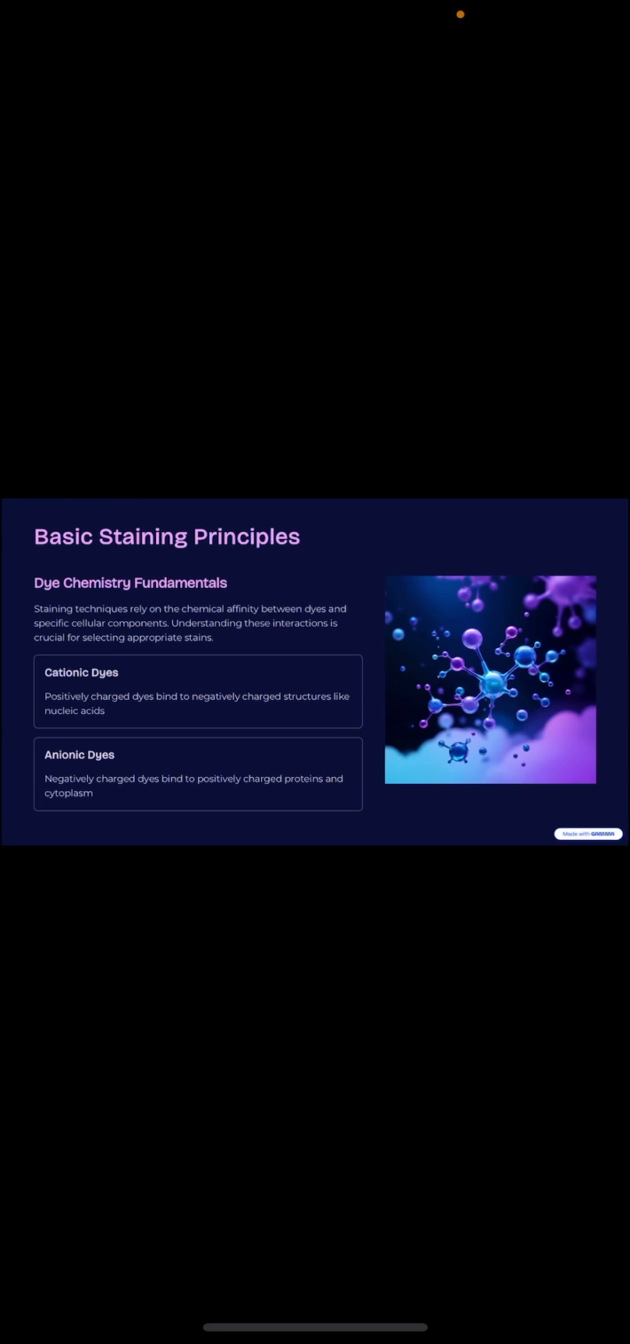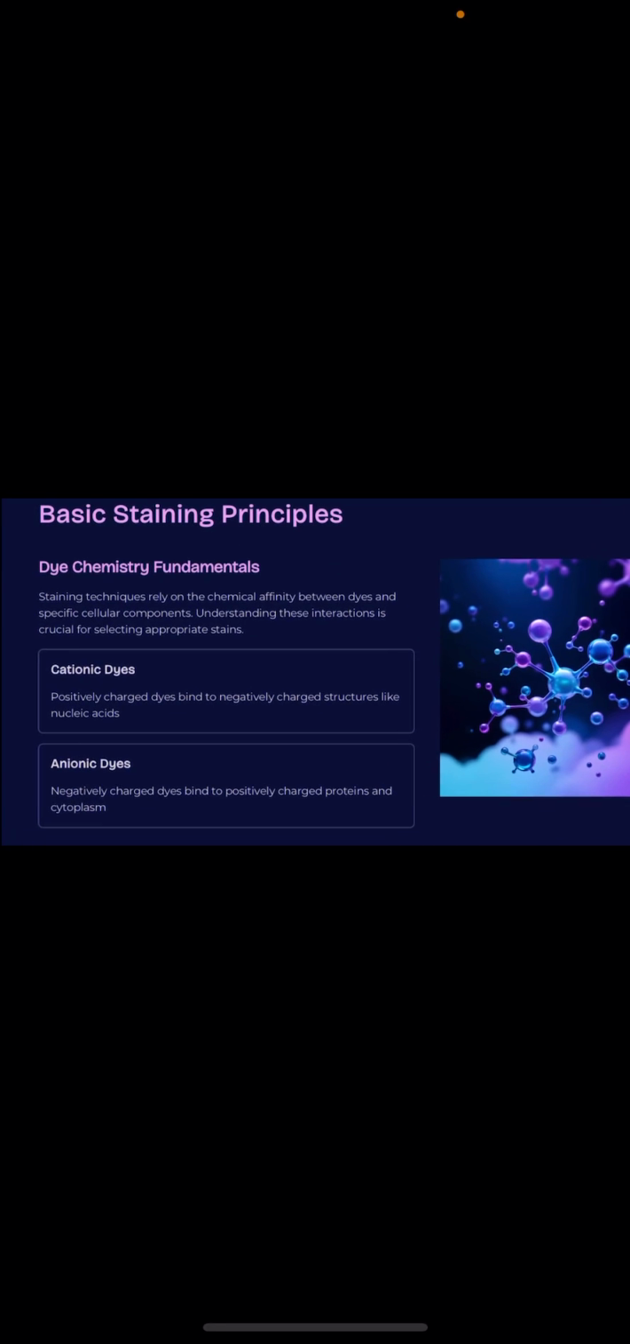Then the basic staining principle. As I said, staining is a technique used in microscopy to color cells or structures to make them easier to see and differentiate under a microscope. So this is the basic staining principle.